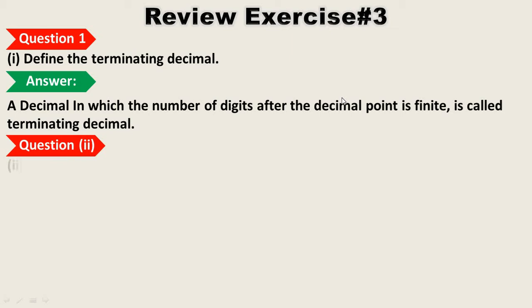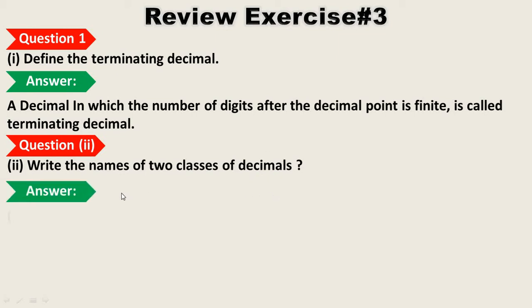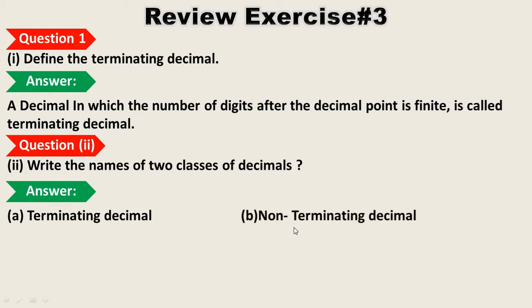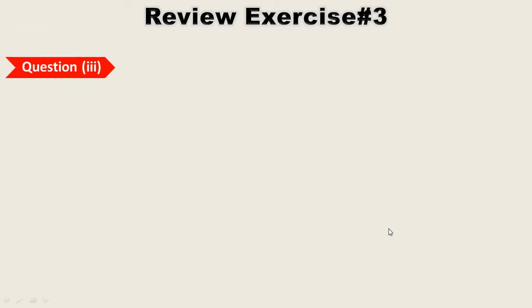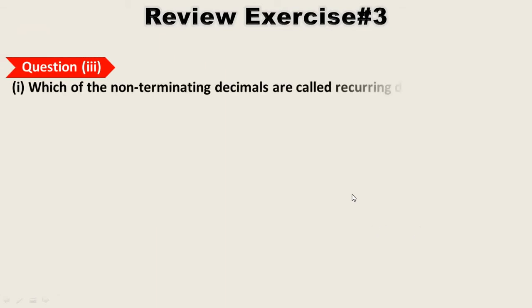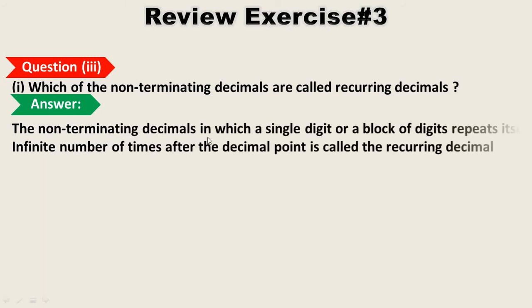Part number 2 is write the name of 2 classes of decimal. We already learned there are 2 types of decimals. Number 1 is terminating decimal and number 2 is non-terminating decimals. Now we solve its part number 3. Part number 3 is which of the non-terminating decimals are called recurring decimals. Its answer is the non-terminating decimals in which a single digit or a block of digits repeats itself.